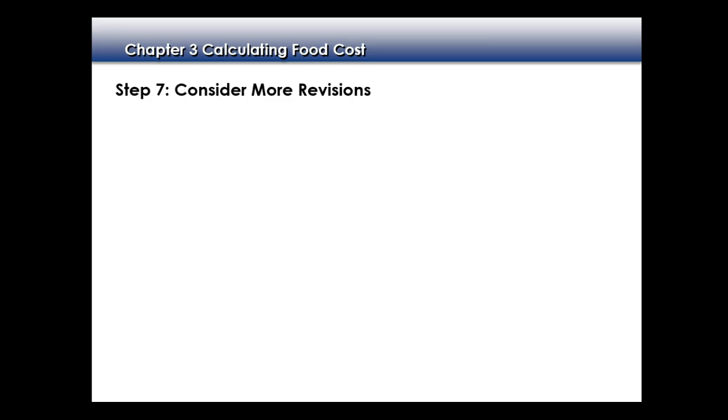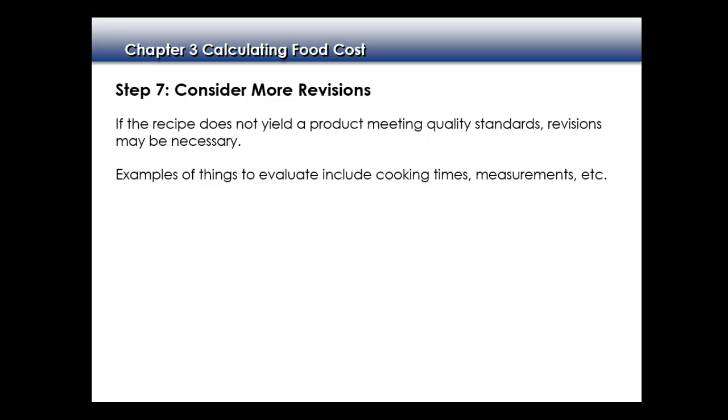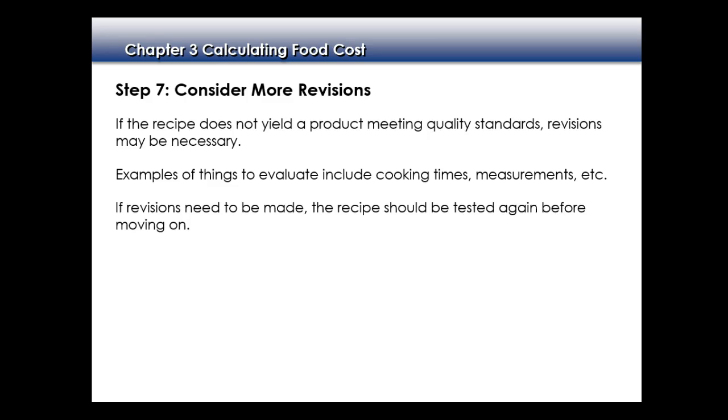Now consider more revisions. Now that we've tasted it, are the standards met? Are we happy with it? So yeah, if it's not meeting the yield of either quality or even quantity, you might want to remake this. And think about your cooking times or your measurements. If revisions need to be made, the recipe should be tested again before moving on.